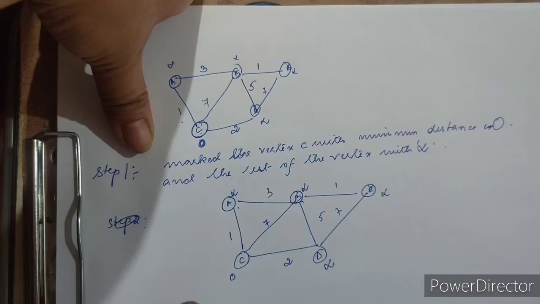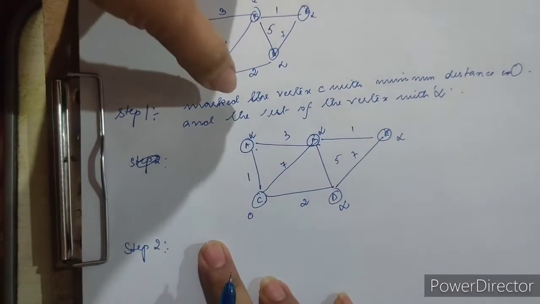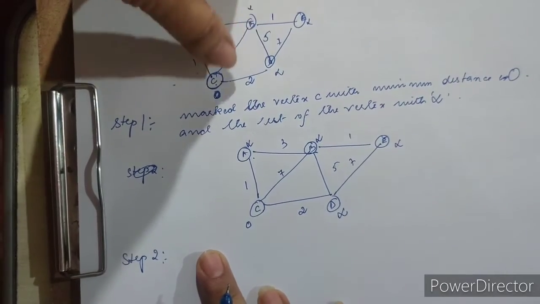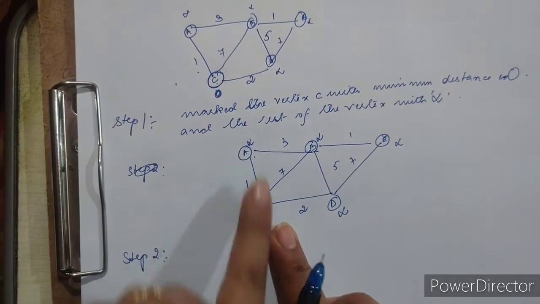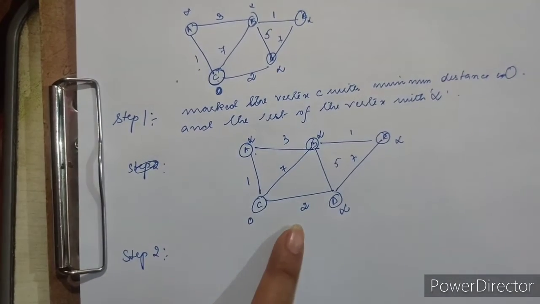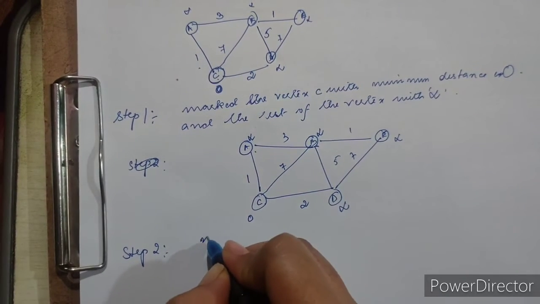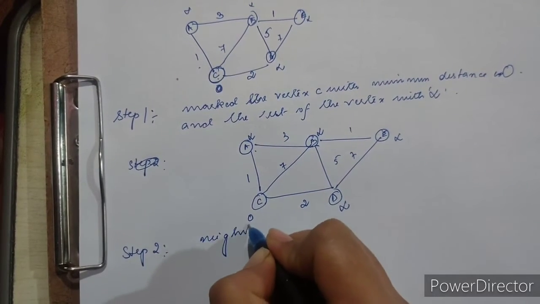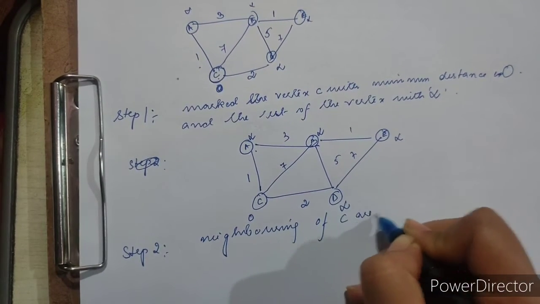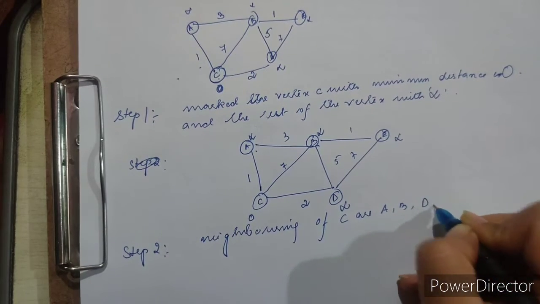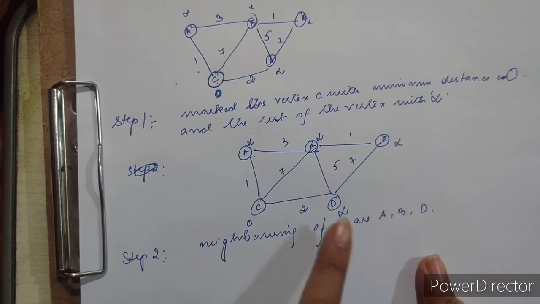Now next, step number 2. In step number 2, what does it say? That means now the neighbors of node C will be checked. What are the neighboring nodes of C? That is node A, node B, and node D, right? So the neighbors of C are A, B, and D, right? And we start with B.